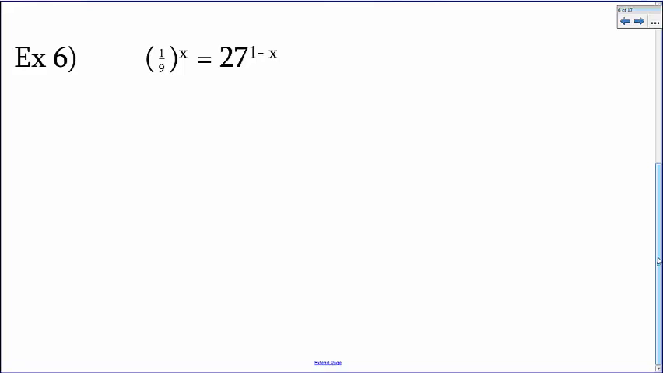In example 6, both sides will need to be rewritten in terms of a common base. I start by remembering that the left side, which is 1/9, can be rewritten as 9 to the negative 1. I then use the power law to distribute on both sides so that I get a statement 9 to the negative x is equal to 27 to the 1 minus x. Now I proceed with my steps.